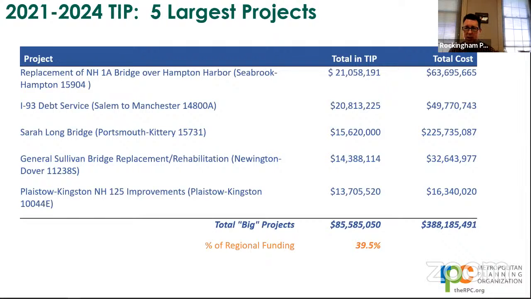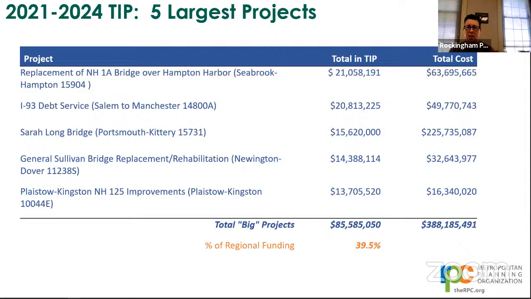Sarah Long Bridge still has some work going on, and this is work that's happening primarily around the port and also on the Maine side of things in terms of improving some of the access and the right of way down on that end. There's still almost $16 million in the TIP for that project. And that total project cost on that bridge replacement was $225 million, with about 50% of that being paid for by the state of Maine.